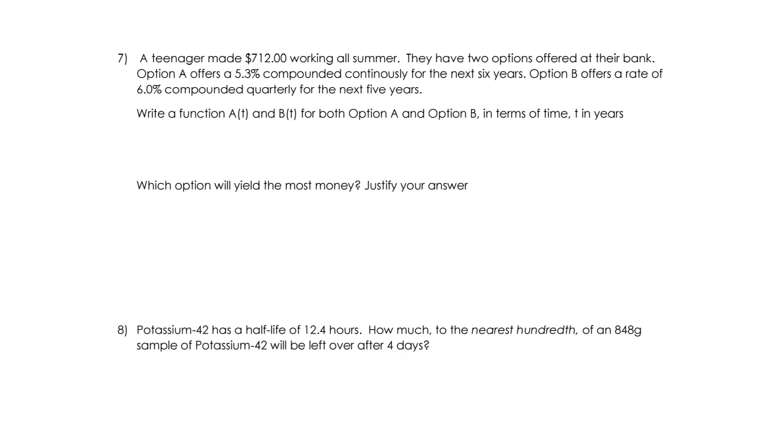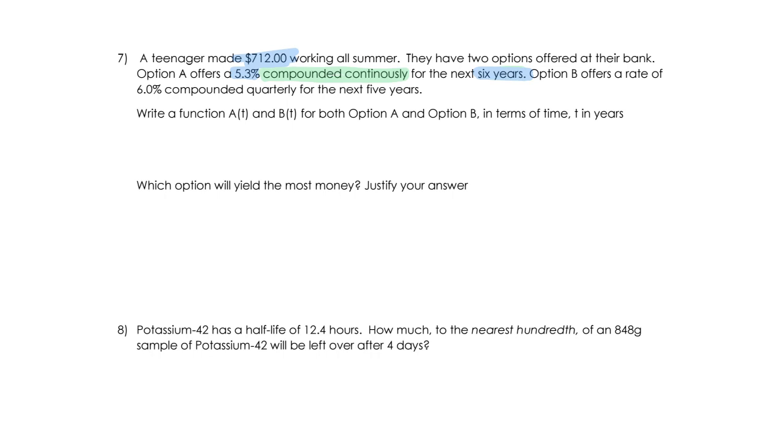Okay, guys, we're on the back side of some extra word problems for our exponential formulas. And number 7 says that a teenager made $712 working all summer. They have two options offered at their bank. Option A offers a 5.3% compounded continuously for the next 6 years.